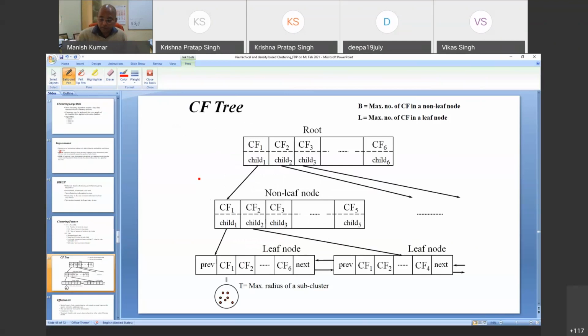So it looks like this. You can fix B and L, where B is the maximum number of CFs in a non-leaf node, and L is the maximum number of CFs in a leaf node. So what we have is the entire structure. This is your root, then the child, then the child, and then these are the data points. All the leaf nodes consist of data points, and that depicts the clusters also.